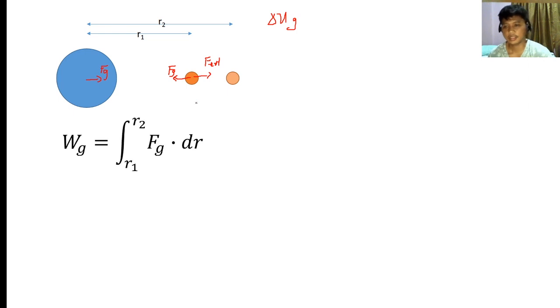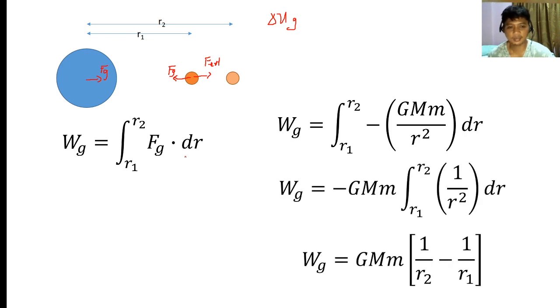But we're calculating the work done by gravity. The work done by gravity in this case is the integral evaluated from R1 to R2 of Fg dot dr. And we are using this integral formula because gravitational force is not constant. It's, in this case, actually decreasing because it's getting farther and farther away from the blue object. Here there's a dot product involved.